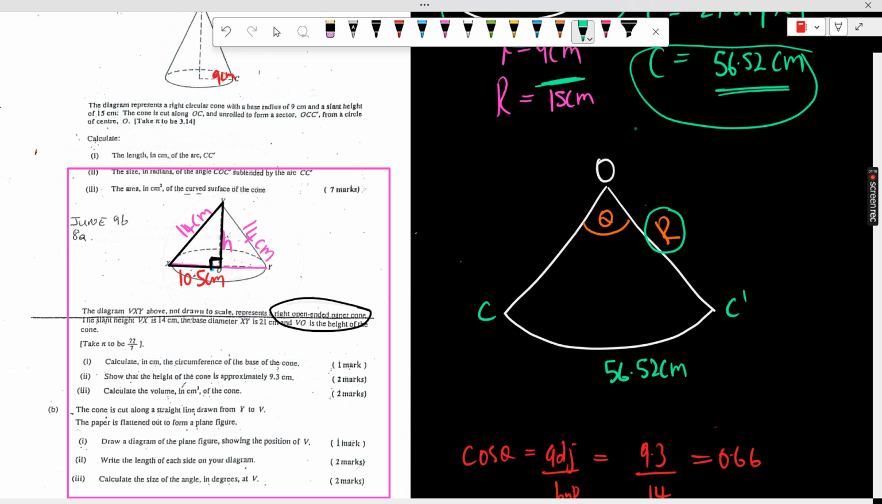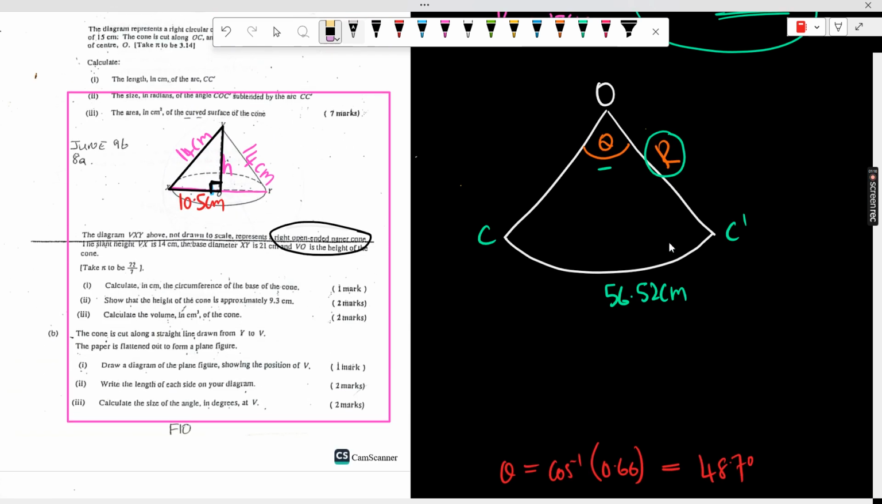Now, the next part, what we want to find now, is the angle. The size in radians of the angle COC prime subtended by the arc CC prime. So I'm talking about this angle that I labeled theta. Now, how do we go about finding that angle? That is where the formula for the length of an arc comes in. Does anybody remember the formula for the length of an arc? Yes or no? Quickly. No, sir. That's all right.